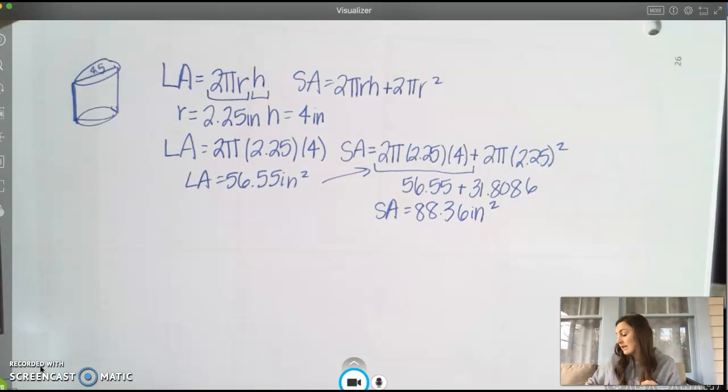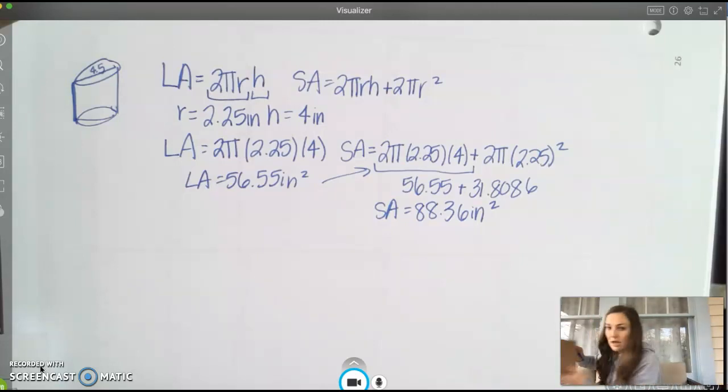So when you are doing this on your own, you want to make sure you can identify the shape, which is a cylinder here. I want to make sure I can calculate or find my measurements, so my radius and my height. And then I want to make sure I can input it into the lateral area and the surface area equations. Okay, so next we're going to do this box.